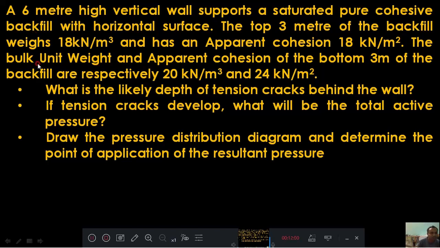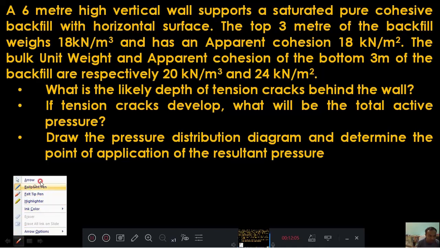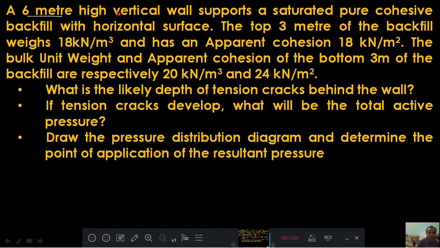Now the 6 meter high retaining wall. This is a 6 meter high vertical wall that supports a saturated pure cohesive backfill, very important, pure cohesive, with a horizontal surface. The top 3 meter of the backfill has a density of 18 kilonewton per meter cube and 18 as cohesion. The unit weight and apparent cohesion of the bottom 3 meter are this and this. Then calculate this. First we'll draw the diagram.